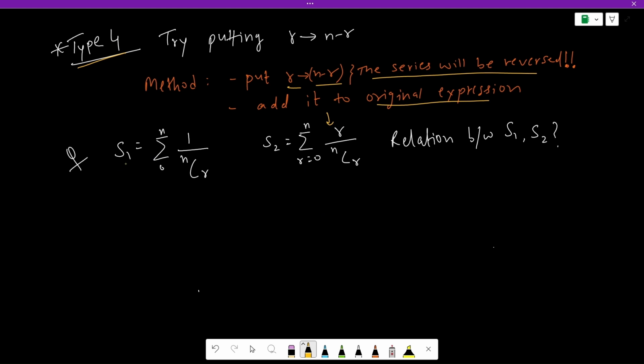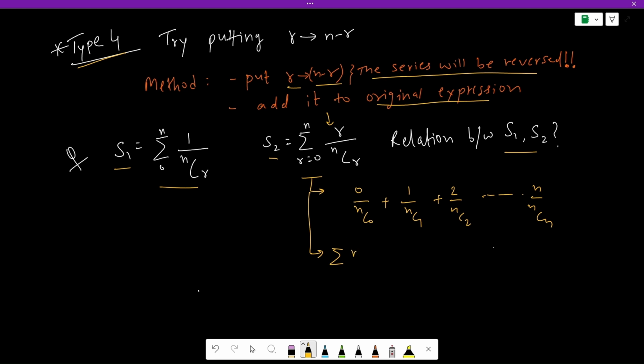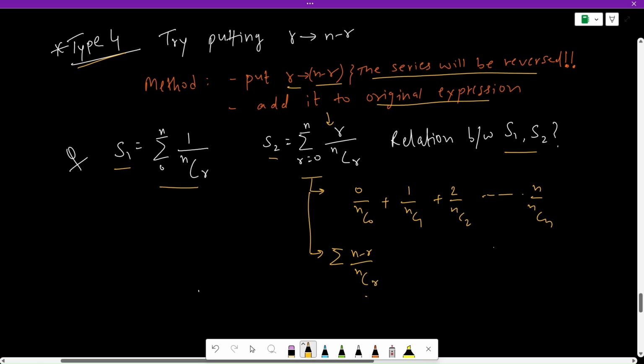So in this question, let's see, S1 is this summation and S2 is this summation, and we want to find the relation between them. Now let me open this summation. So this will be 0 by nC0 plus 1 by nC1 plus 2 by nC2 until n by nCn. And let me just put r to n minus r, n minus r by nC n minus r. Now this is nCr only, so write nCr, 0 to n.